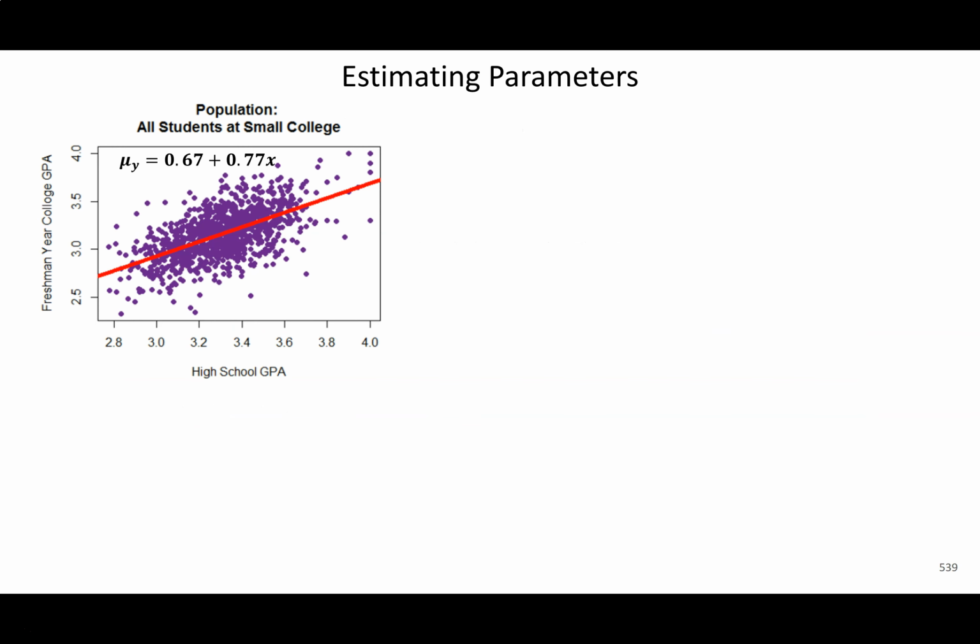So recall, if you had bivariate data on an entire population, in the example we were working with, if we took all students at a small college and recorded their graduating high school GPA as well as their end of year, first year college GPA, you could plot all of them in the scatter plot. All these purple points are the entire population. If you then fit the line that minimizes the distance to all of the points simultaneously, this red line is my population least squares regression line.